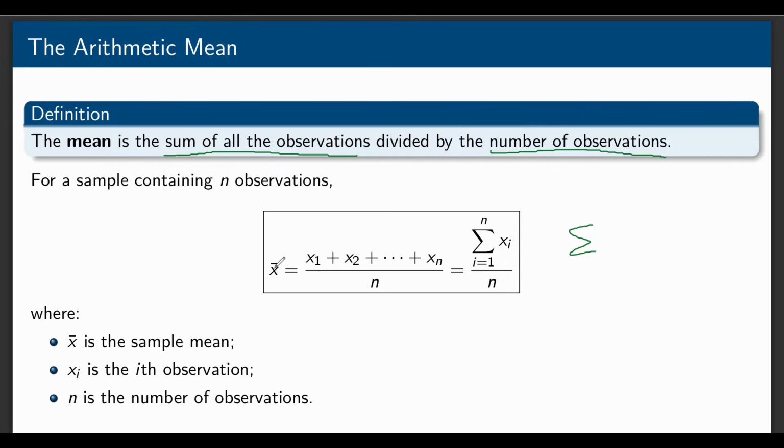So you can see that you're using X bar to represent the mean. Whenever you see X bar, it means the mean or the sample mean. Now, X bar is equal to X1 plus X2 plus all the way to the last observation, Xn.